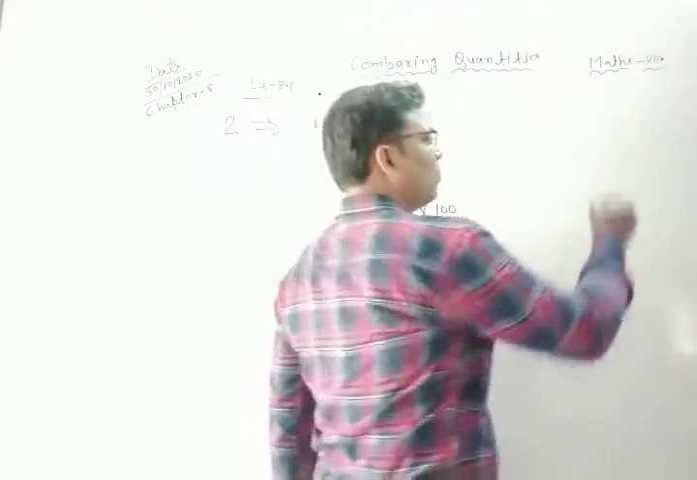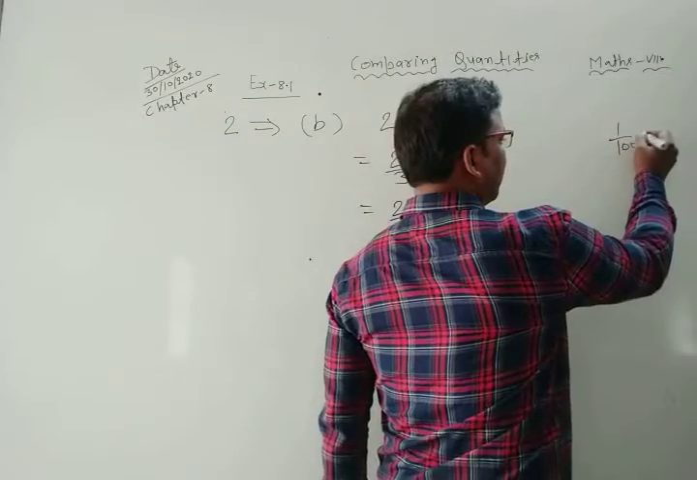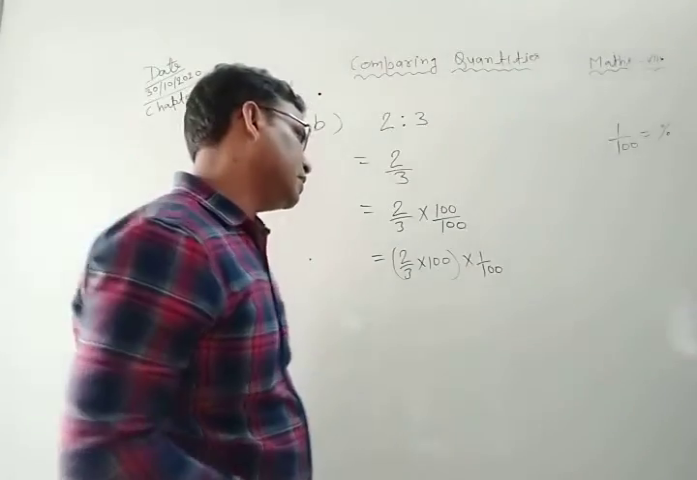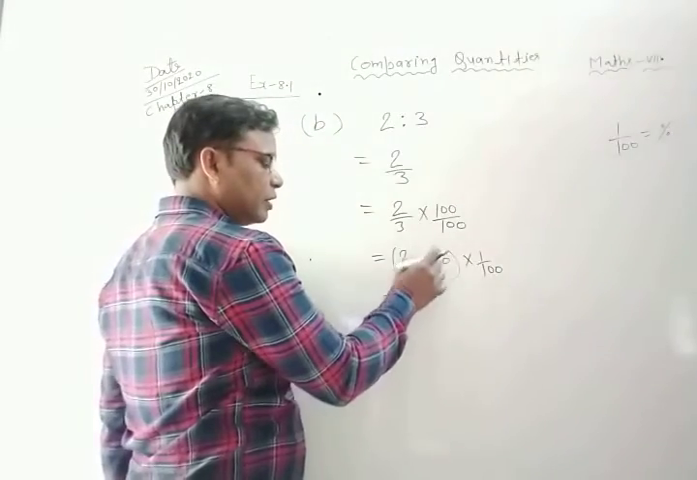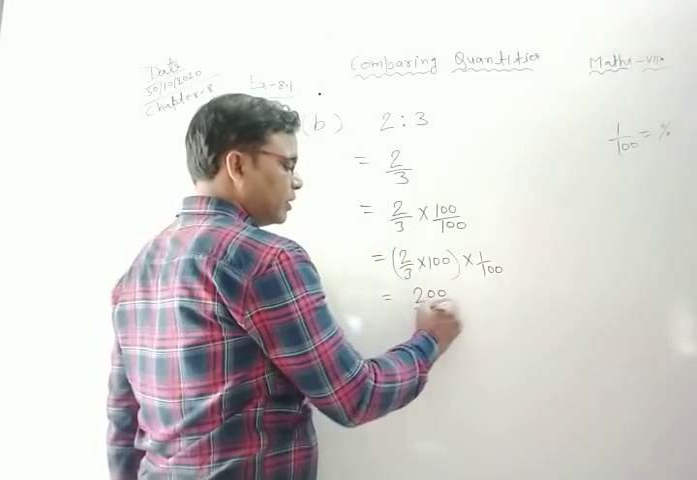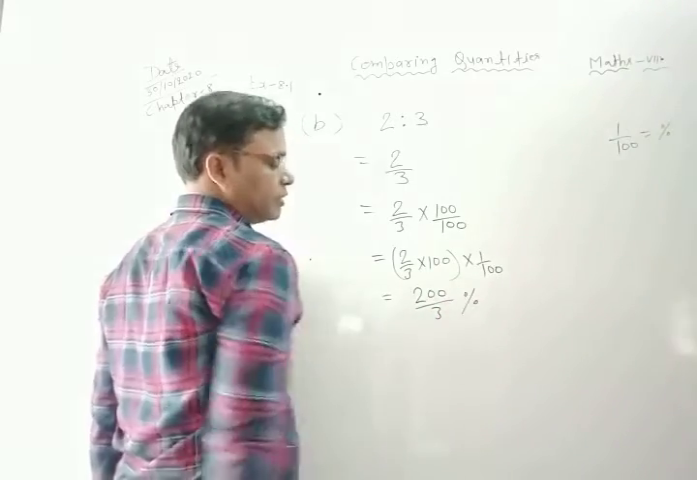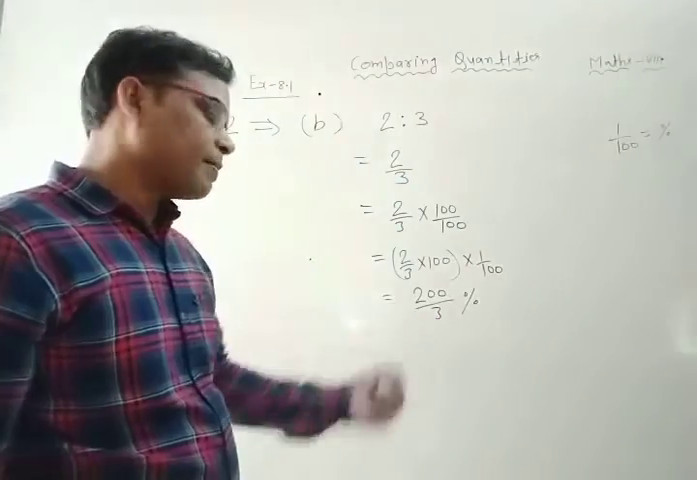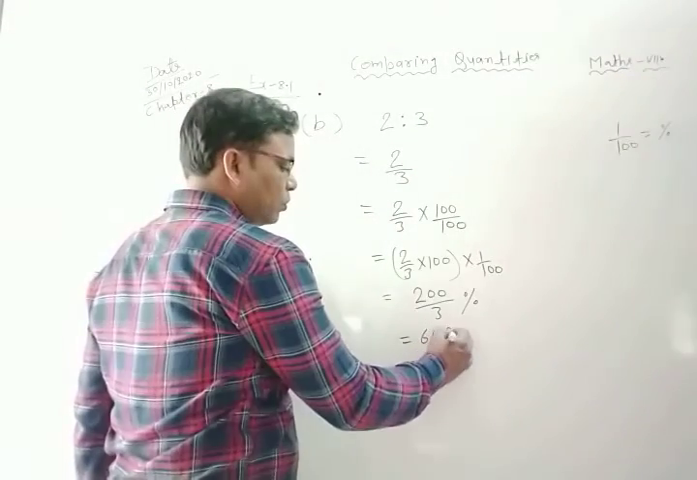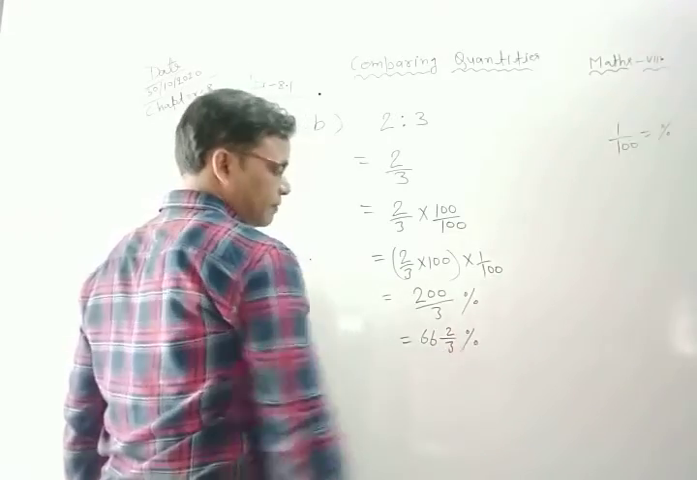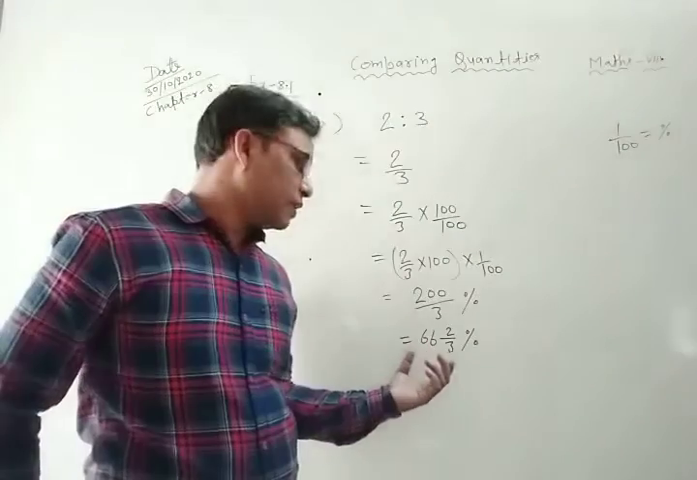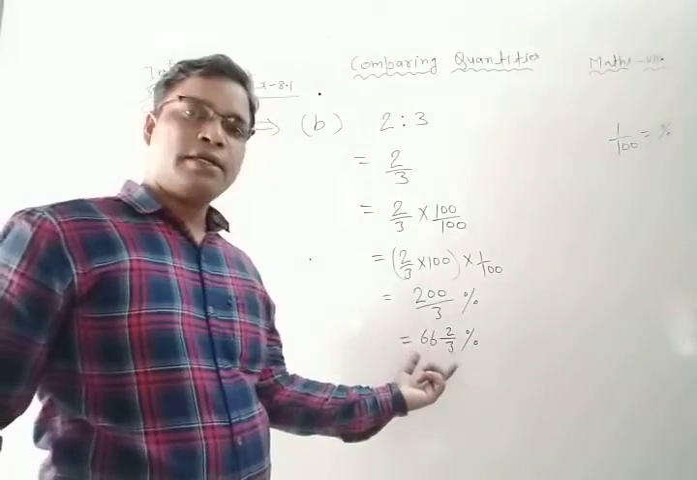As you know, 1 by 100 means percentage. So here you can see, if you multiply by 2, then you obtain 200 by 3. It becomes percentage. This is clear. If you divide it, then you obtain 66 whole 2 by 3 percentage. Clear? So in this way you can see we convert 2:3 into percentage.